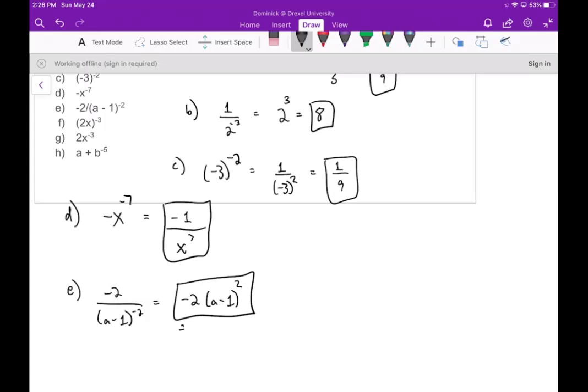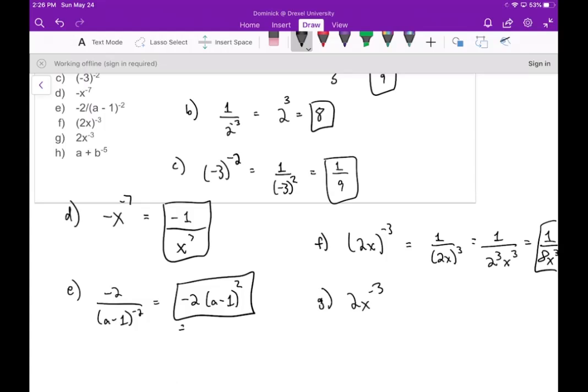Now in part F and part G, we get those closely related problems. Now part F, the -3 exponent is attached to both the 2 and the x. So this is 1 over 2x to the +3. So this is going to be 1 over 2 to the third x to the third, so 1 over 8x to the third.